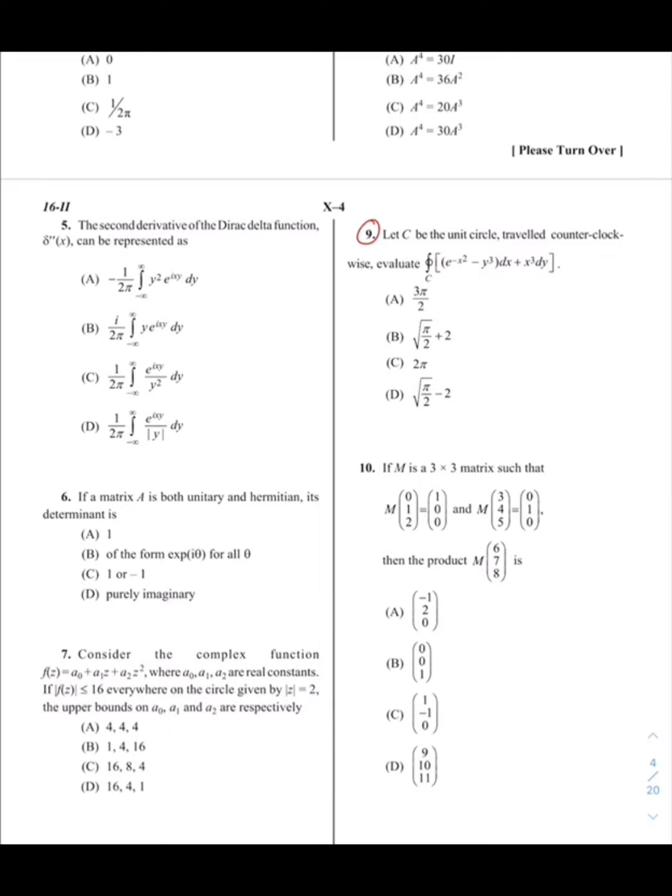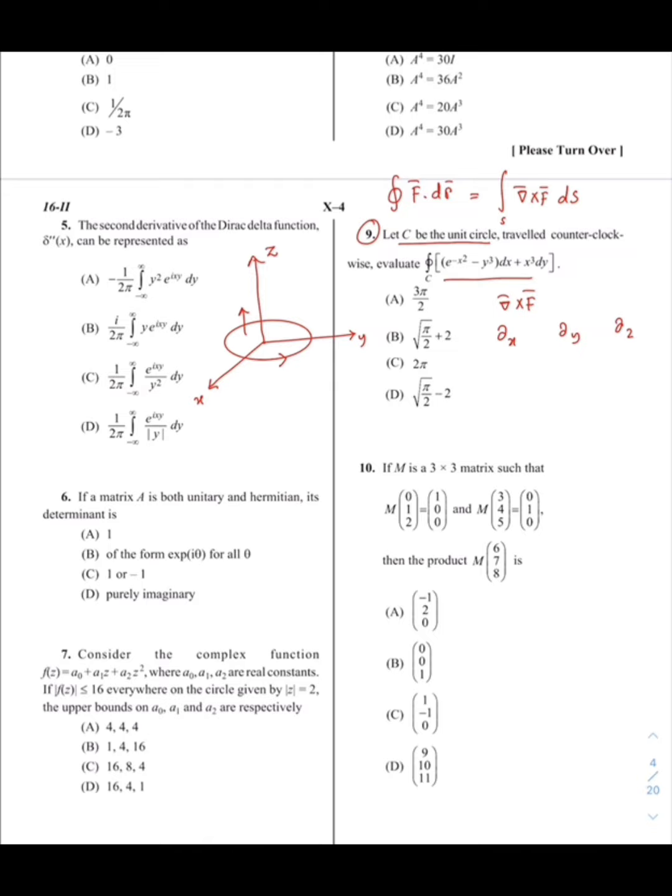In problem 9, let C be a unit circle traveled counterclockwise. We have to find the value of this integral. So we will use Stokes' theorem, which says that the contour integral of f over a closed loop is equal to the surface integral of curl of f. We have a situation where a unit circle is located around the origin and it is traveled in the counterclockwise sense. The unit direction of the area associated with it points along the z-axis. So we have to find the z component of curl of f. So let's find that.